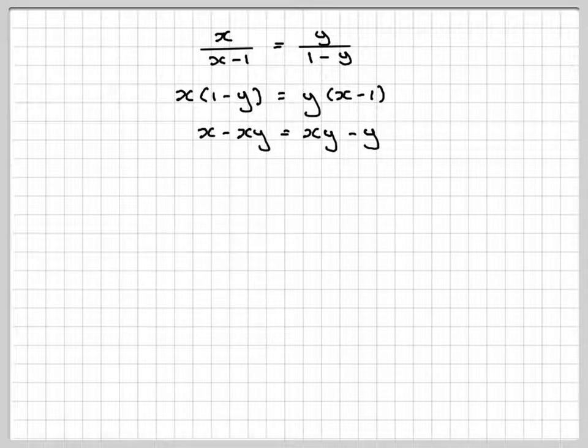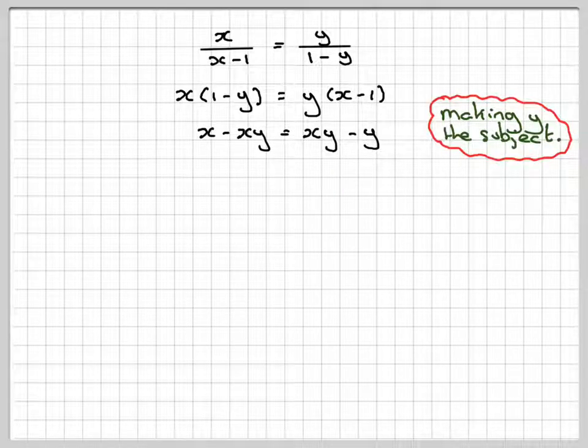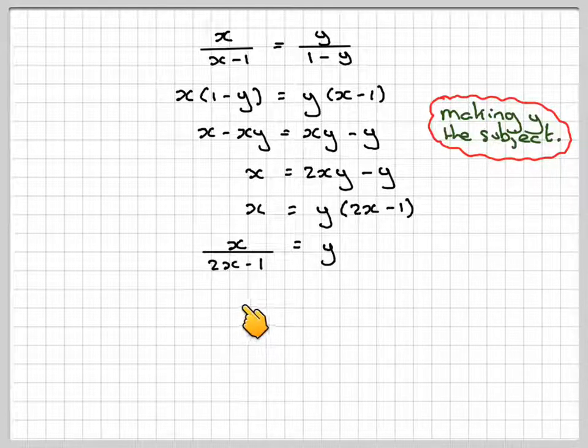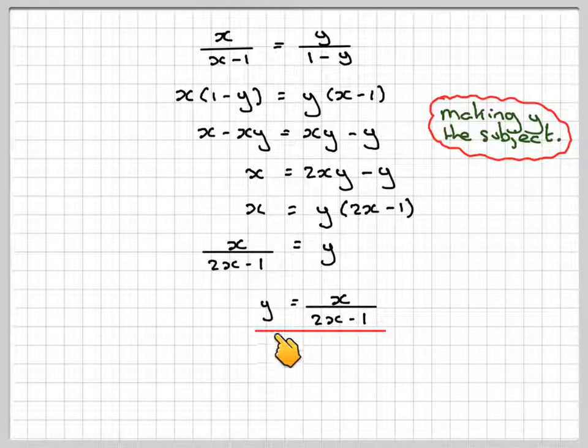If we collect everything, we're going to make y the subject, so collect everything with y on one side. We're going to take this over here, so we have x = 2xy - y. Take out a common factor of y, so we have x = y(2x - 1). Therefore, y is x/(2x - 1). So our Cartesian equation will be y = x/(2x - 1).